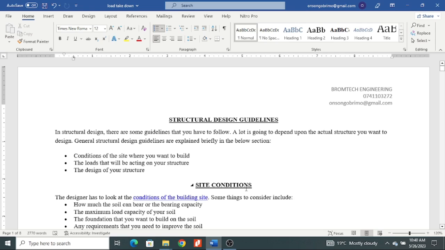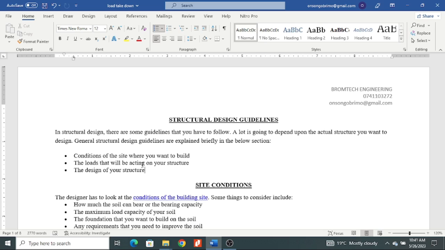For the loads, I should ask myself, what is the utility of the structure? Is it a residential one? Is it a commercial one? Is it an industrial utility? Or is this a library? Is it a school? Whatever it is, the codes have actually highlighted how you should treat these cases and the loadings you should apply. So you should determine the loads that are acting on your structure basically before you even start designing the structure.